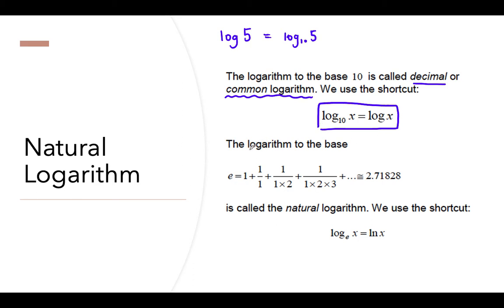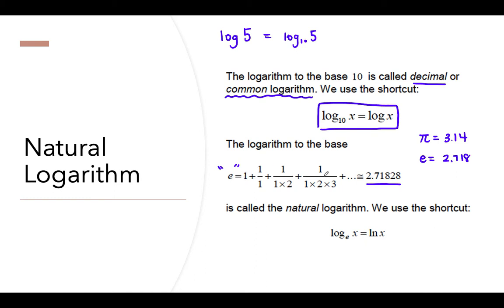Now, if we have a logarithm to the base of e, you will see e on your calculator as well, and e is 2.71828. It's the same idea as pi being 3.14. E is equal to 2.718. Now, how do I get e?